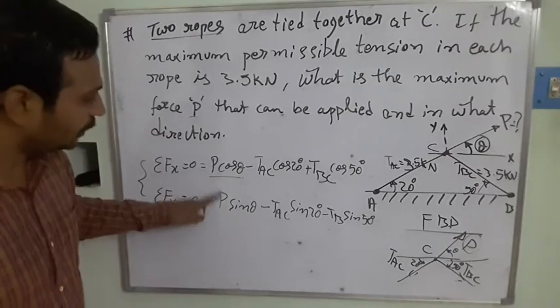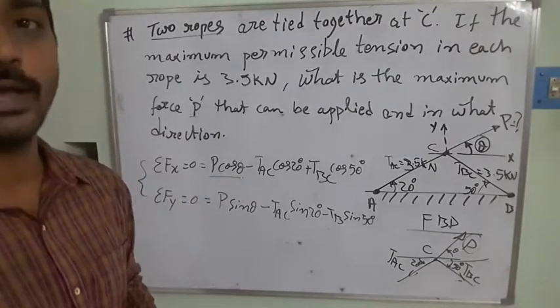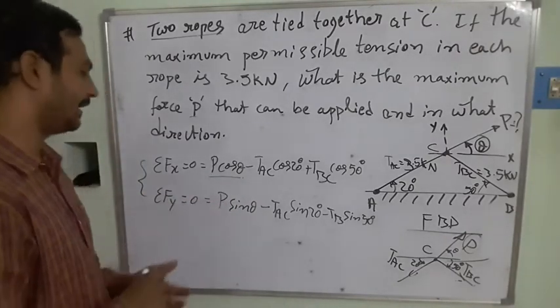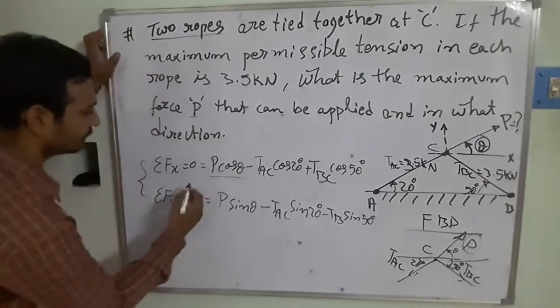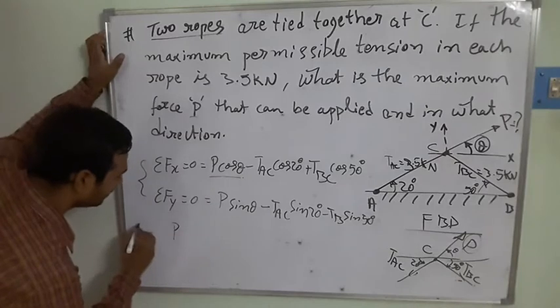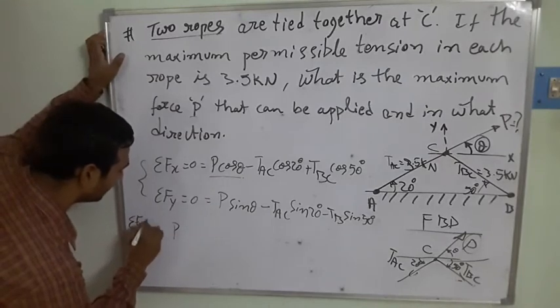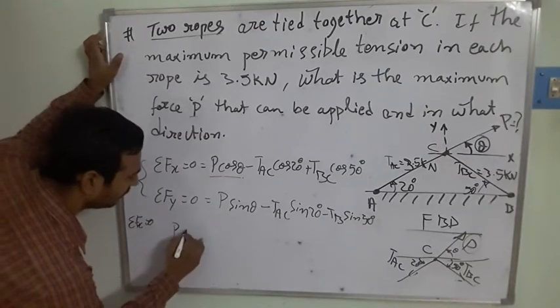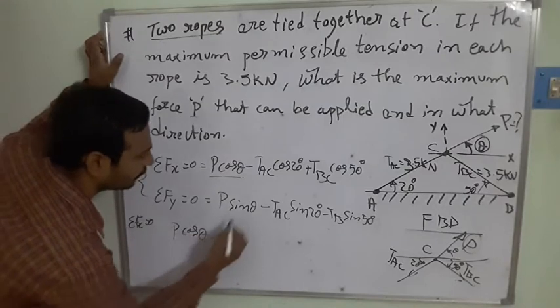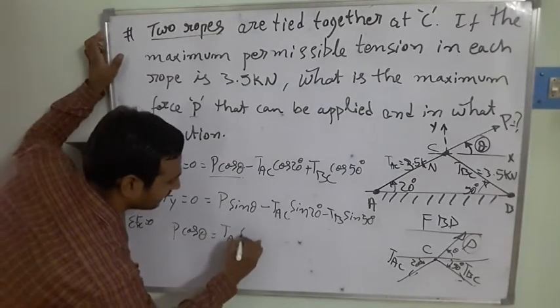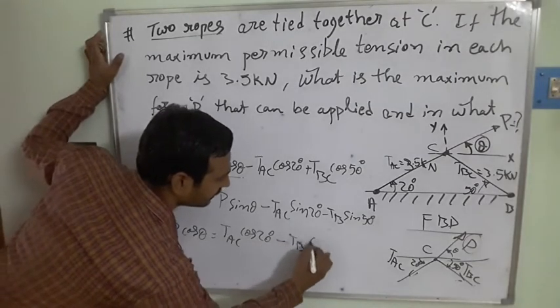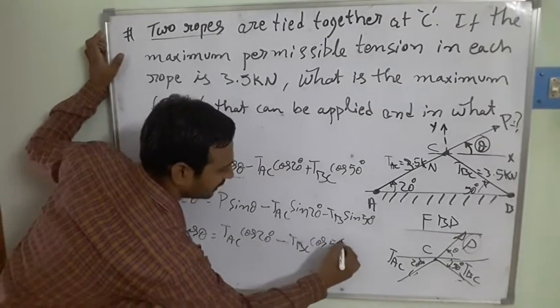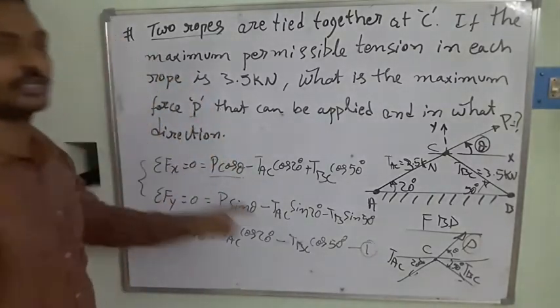That means we do have two equations and two unknowns, so then we can easily calculate it. I am going to be simplifying this equation. The sigma f of x equation is equal to 0. So I am simplifying: P cos theta is equal to TAC cos 20 degrees minus TBC cos 50 degrees. I am going to consider this as equation 1.